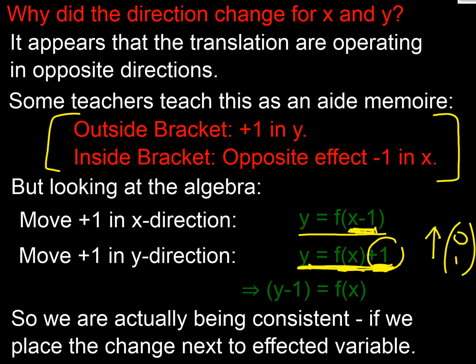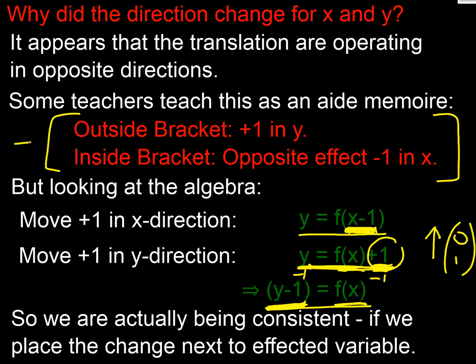We have to put a -1 in rather than a +1. And if we just rearranged our y move one here by taking -1 from both sides, we would see that y -1 would equal f(x). So that's our outside the bracket, which is the same as what happened inside the bracket where we had our x -1. So effectively they are doing the same thing.